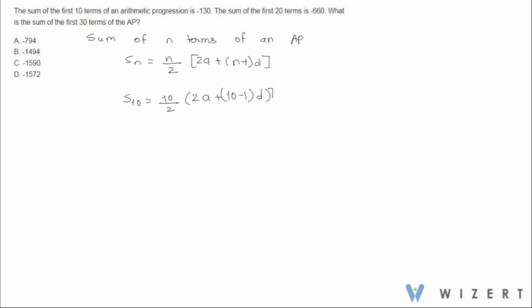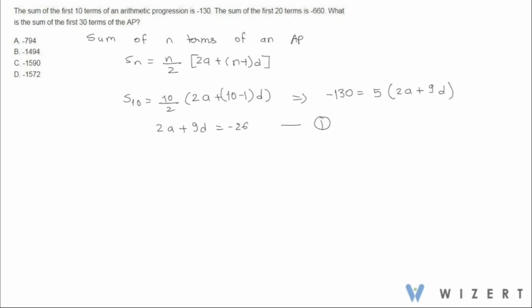So that is going to be equal to, let's see, sum of 10 terms is given as minus 130. So minus 130 equal to 10 by 2 is 5, 5 into 2a plus 9d. If I take this 5 over to left hand side, I get 5 2s are 10 and 5 6s are 30. So we get minus 26 equal to, therefore, 2a plus 9d equal to minus 26. Let's call it equation 1.